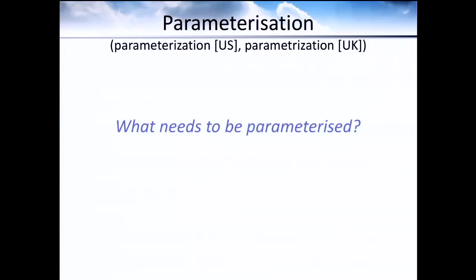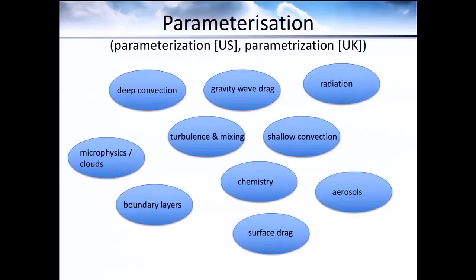Okay, so what needs to be parameterized in our models? Yell out some things, some processes. Turbulence, precipitation. What was that? Radiation. Excellent. What? Clouds. Boundary layers. Aerosols. What else? Pretty much everything. All right, pretty much everything. So deep convection, shallow convection, microphysics and clouds, turbulence and mixing, chemistry, gravity wave drag. No one said that. Should have said that.